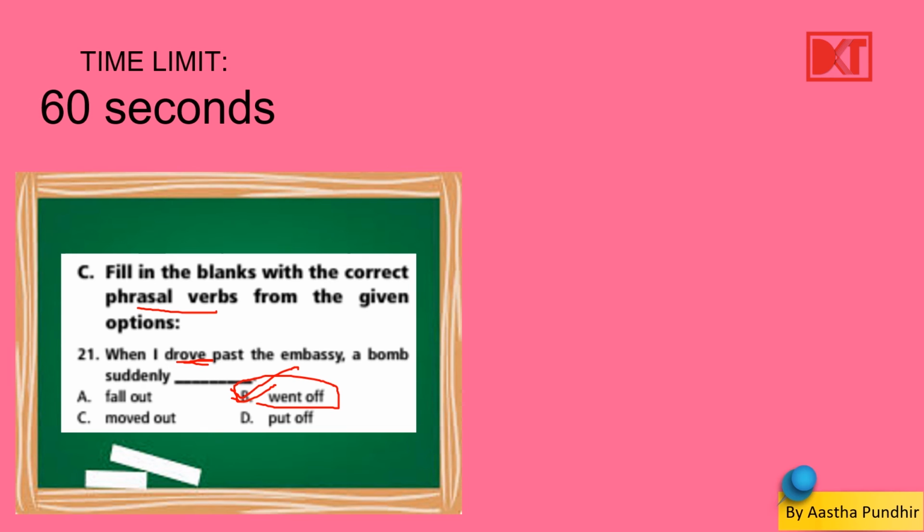Then if you see the other options, fallout. Fallout means, I had a fallout with someone or something like that, which means having an argument. Then moved out is pretty self-explanatory, leave something. Then we have put off is actually delaying something. Okay.